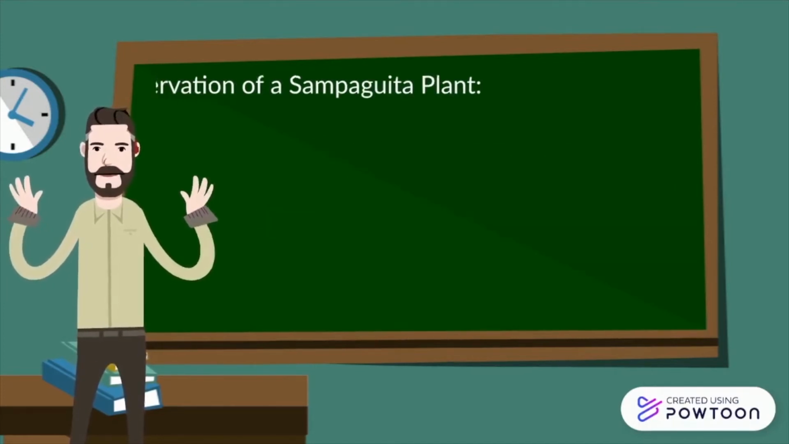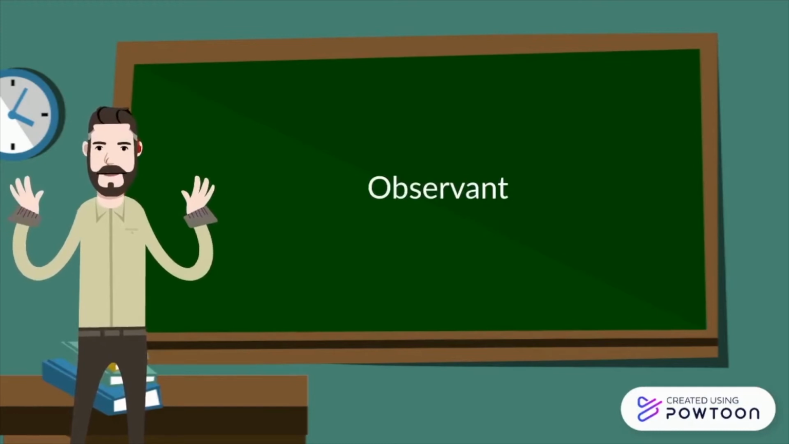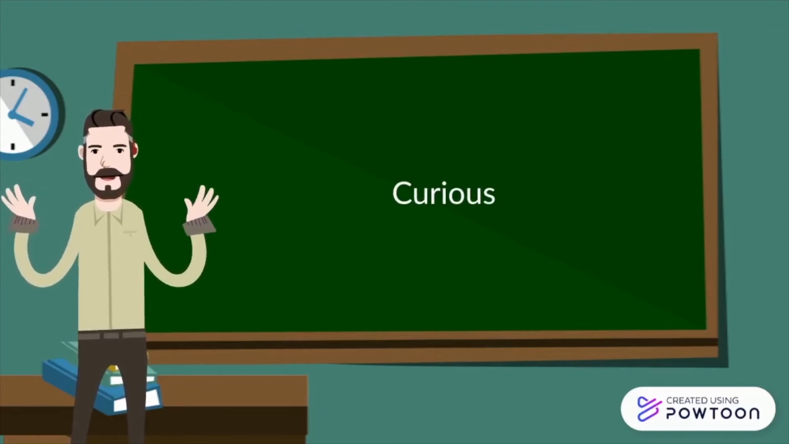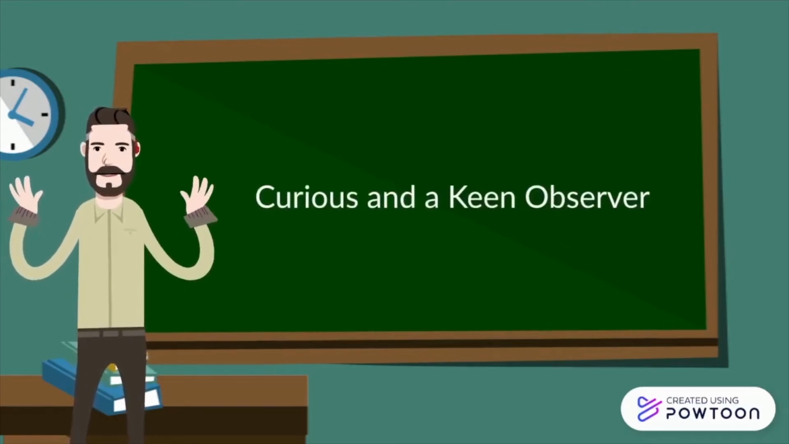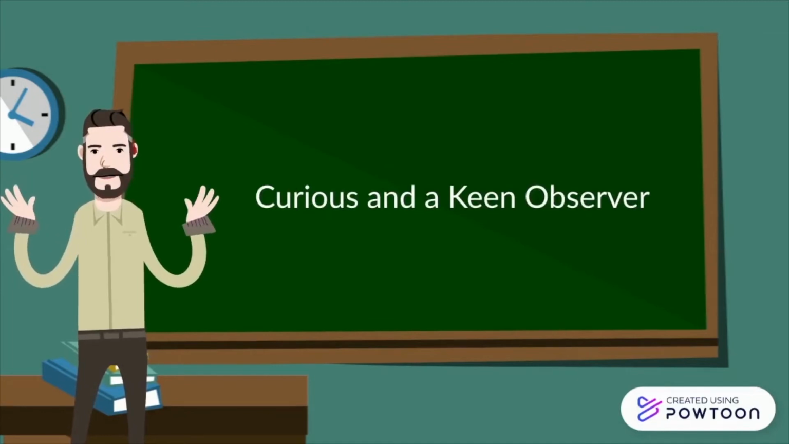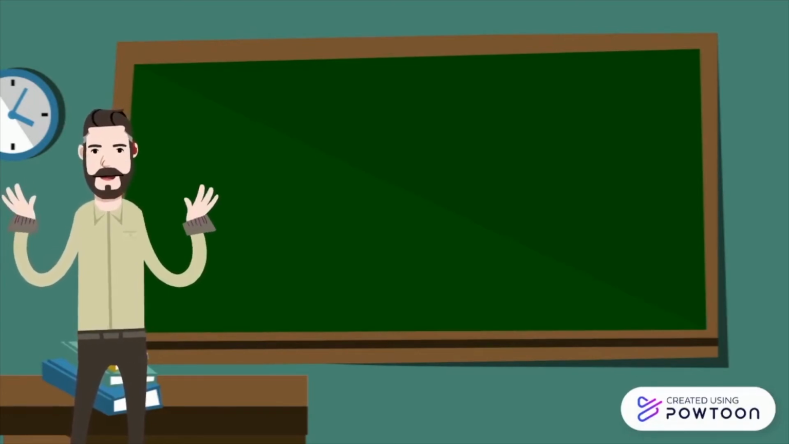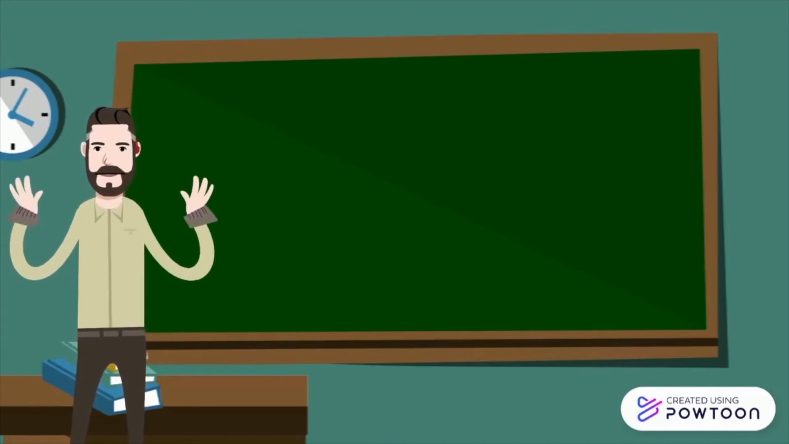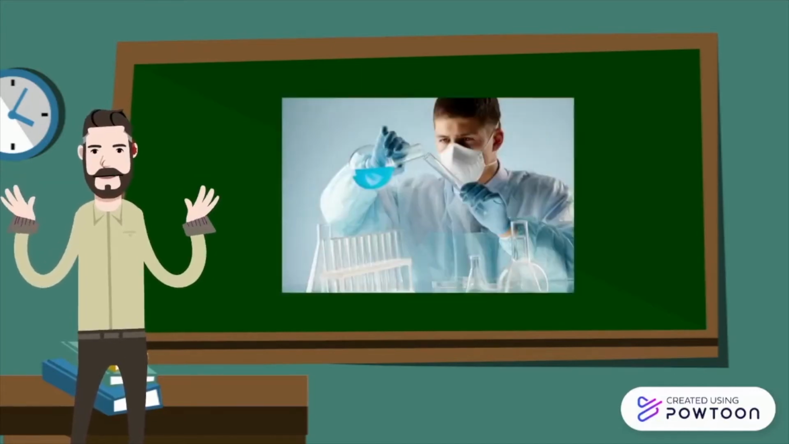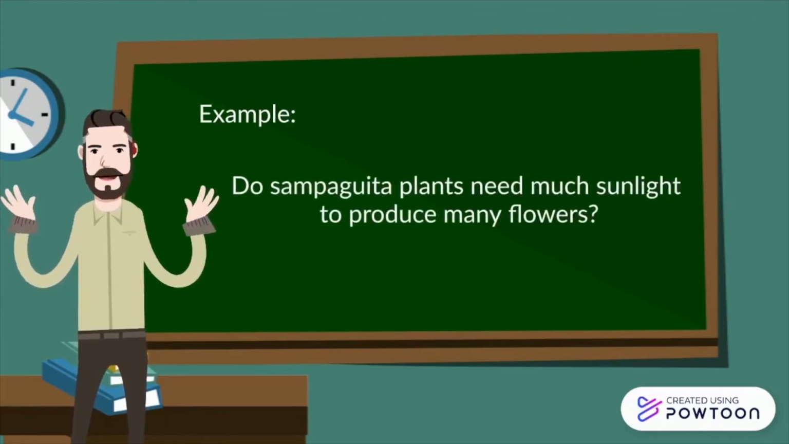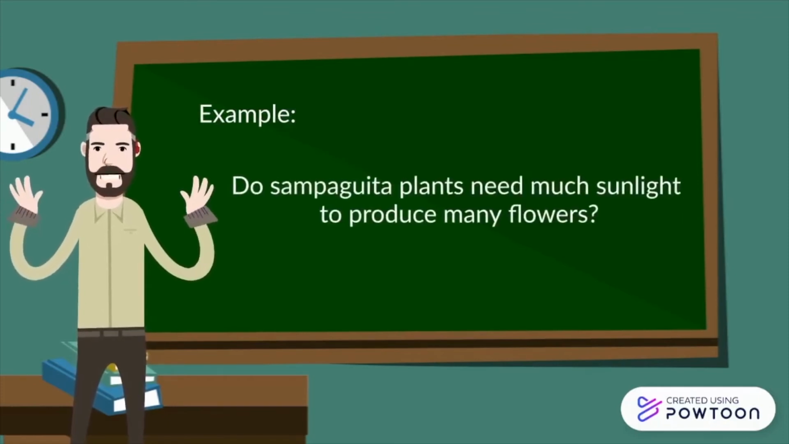A good scientist is observant, notices things in the world around him, and becomes curious about what is happening. He is curious and a keen observer, through which observation leads to a question that identifies a problem. The scientist then raises a question about what he sees. The question raised must have a concrete answer that can be tested through an experiment. Example: do sampaguita plants need much sunlight to produce many flowers?